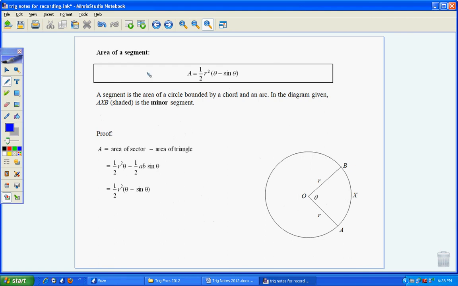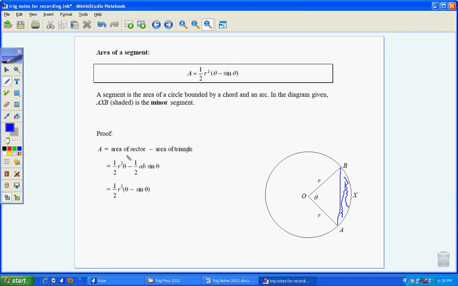Area of a segment, or really the minor segment here. Now the minor segment would be this area cut off here. So it's cut off by the chord going through AB and the arc. So this area all in here would be the area of our minor segment. The other part would be the area of the major segment. But the formula here is going to allow us to do that.